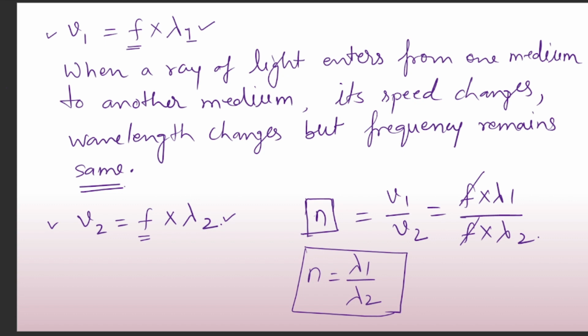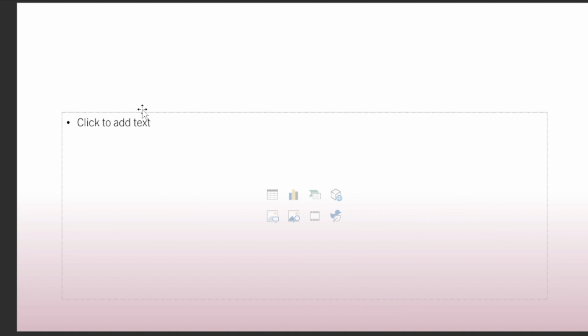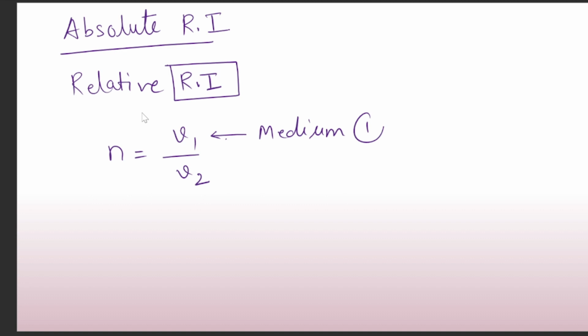There is one more term which I would like to explain to you, and though you may have heard about it, let me create another slide. That is absolute refractive index. Till now you were studying relative refractive index, though I had not mentioned it. Why was it relative refractive index? Because when we took n is equal to v1 by v2, medium 1, in which the speed was v1, could have been anything. This is the speed in medium 1 and this is the speed in medium 2.